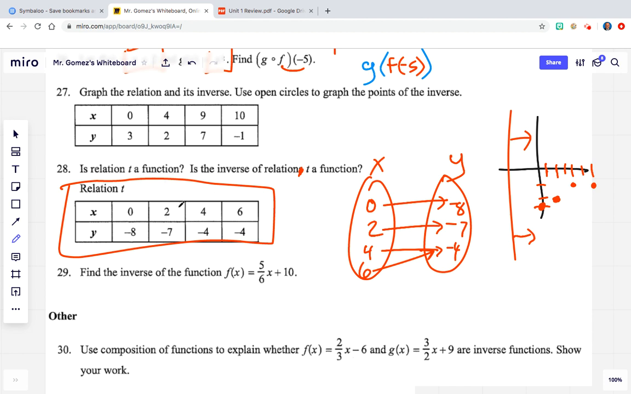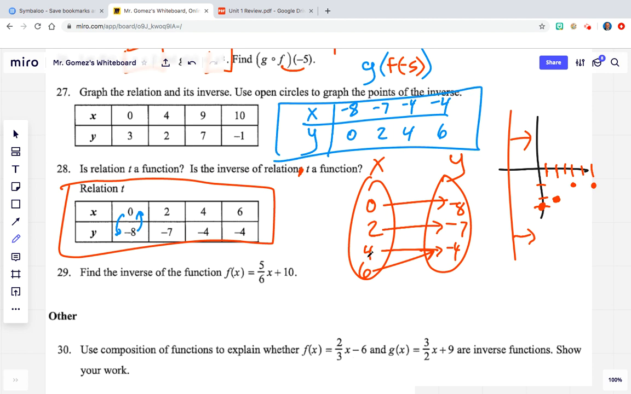Okay, but now let's look at the relation. So the relation is going to be them flipped, okay? So we're going to say x and y, but then all of these will be flipped. The new x will become negative 8, and the new y will become 0, like on all of these. Negative 7, 2, negative 4, 4, and then negative 4, 6. Now here, if I were to draw a quick map on this, the map would look something like negative 8 is going to 0.